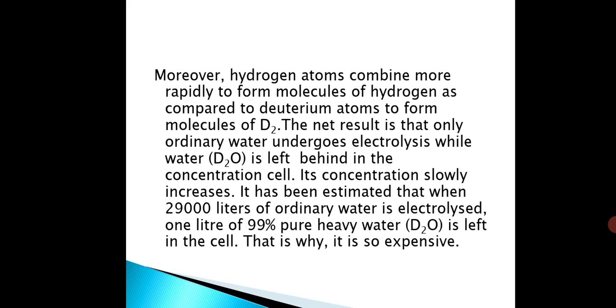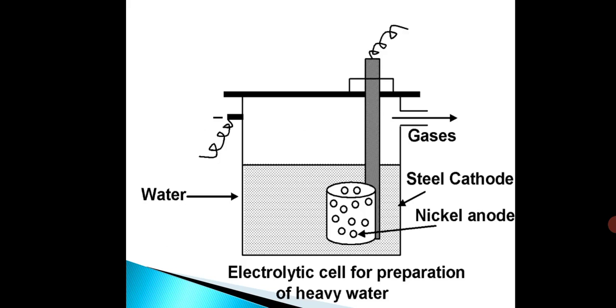It has been estimated that, now this is very important, when 29,000 liters of ordinary water is electrolyzed, only 1 liter of 99% pure heavy water is left behind in the cell. This is why it is so expensive. Alright, heavy water, for that reason, is very expensive.